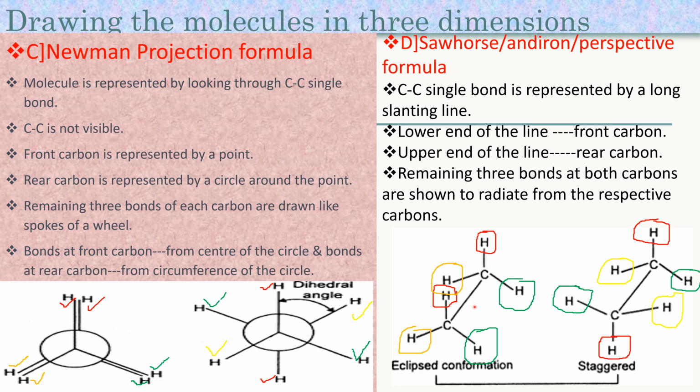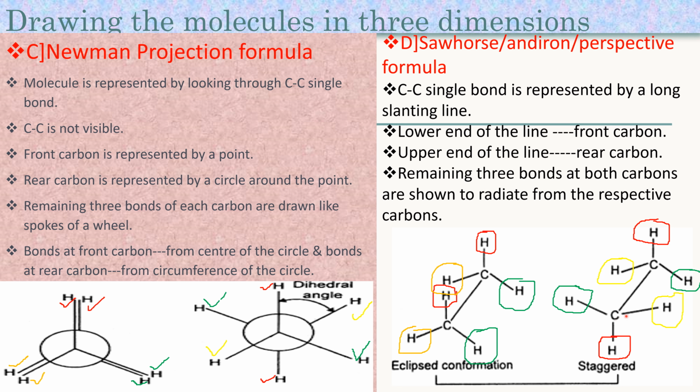Now here there are also two types of conformation like the Newman projection, eclipsed and staggered. In the case of eclipsed conformation, we can see the respective hydrogen atoms from both carbon atoms are in the same line as each other and they are close to each other. See here, this hydrogen atom, this hydrogen atom, and this hydrogen atom, they are closer to each other. So it is called eclipsed conformation.